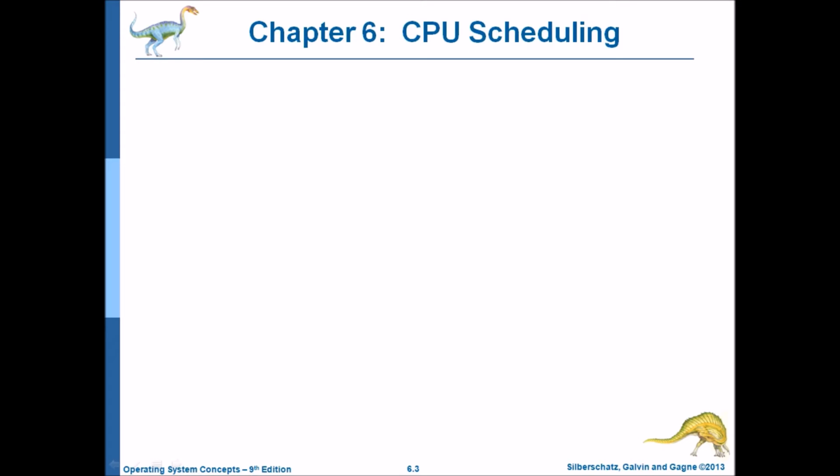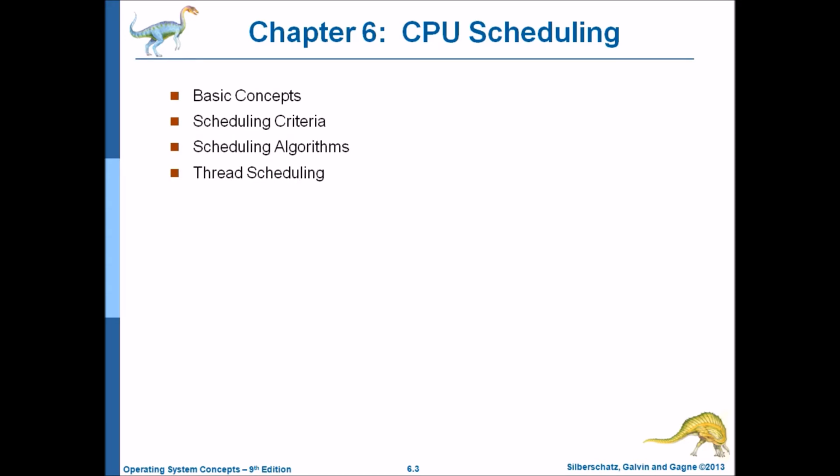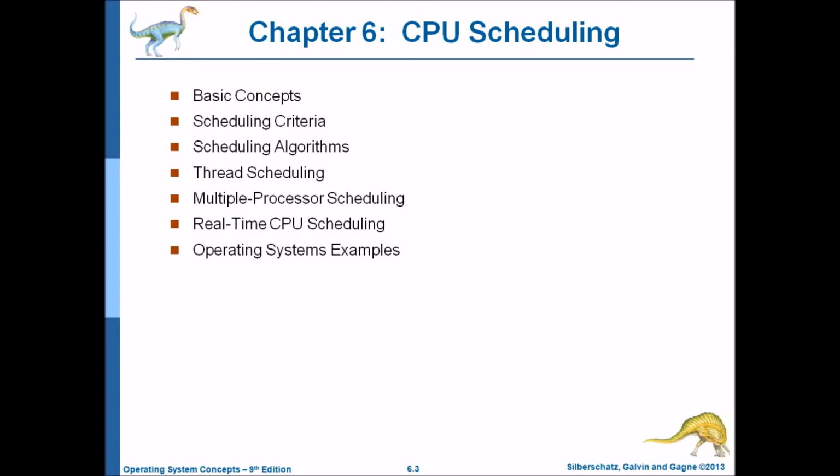So in conjunction with our objectives, the content of our discussion would be dealing with the basic concepts of CPU scheduling, the scheduling criteria, which will be the premise for our comparison of the different scheduling algorithms. And we have thread scheduling, multi-processor scheduling, then we have real-time CPU scheduling, and then some operating system examples, and last would be the evaluation of the algorithms.